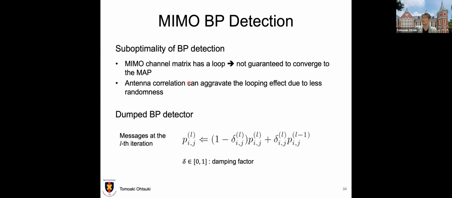There is much research to solve the degradation caused by the looping effect. We also developed and published one in the IEICE Transactions many years ago. This is one damped BP detector. In updating the information, as you can see, it uses a damping factor to control it, to try to reduce the effect of loops and improve the performance.